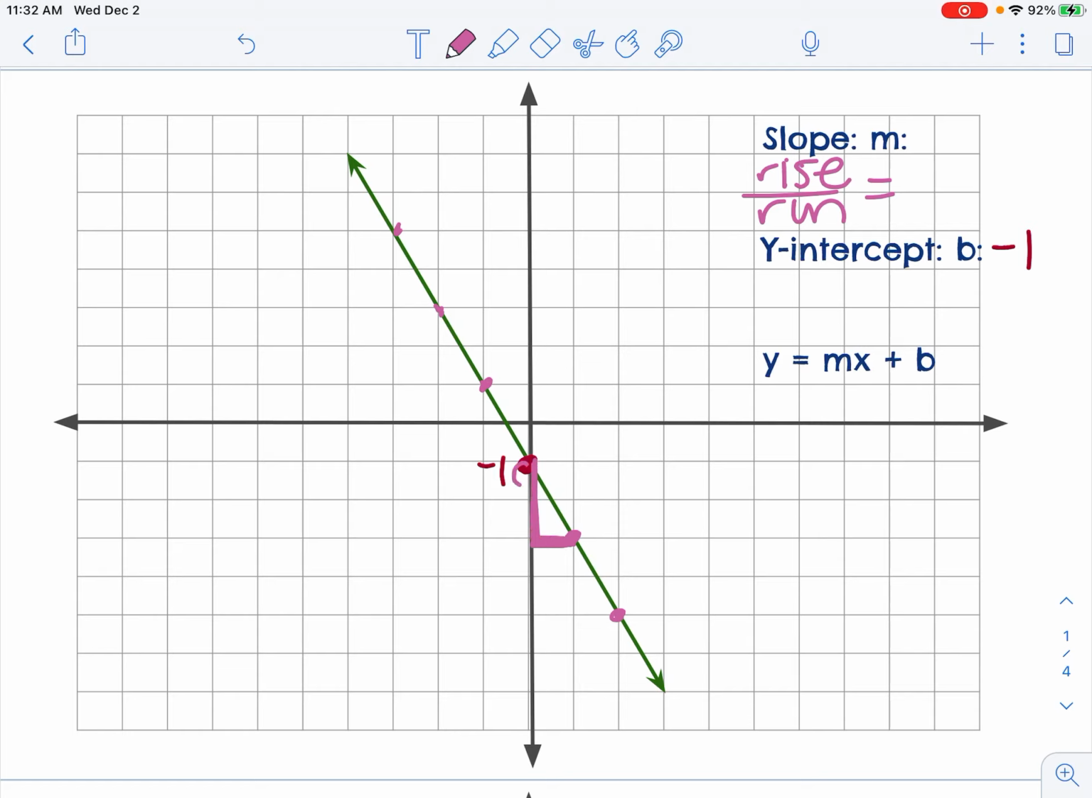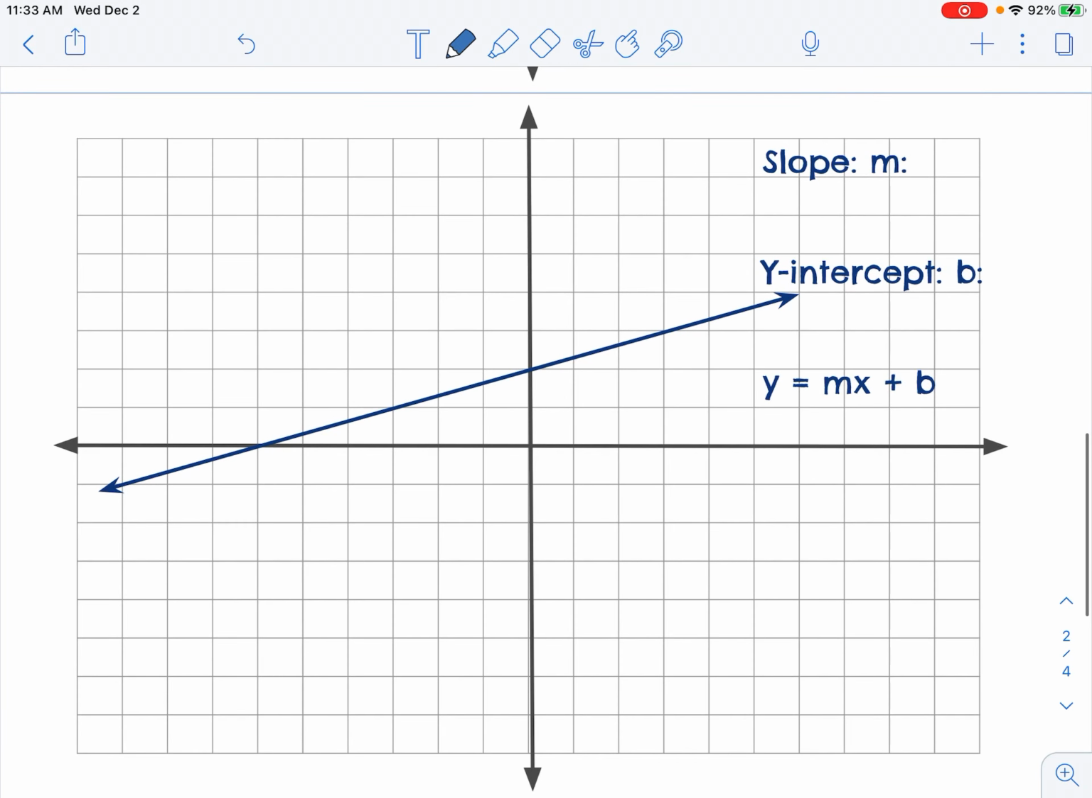So the rise is the vertical distance. This one's 2, and it's actually going down 2 and over 1. So the rise is down 2 over 1. Negative 2 divided by 1 is negative 2. So when I write this equation, my slope is negative 2, my y-intercept is negative 1. And I have 2 more examples.